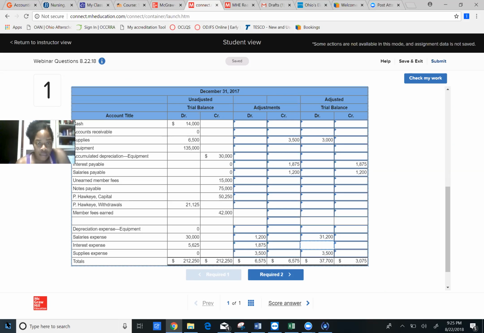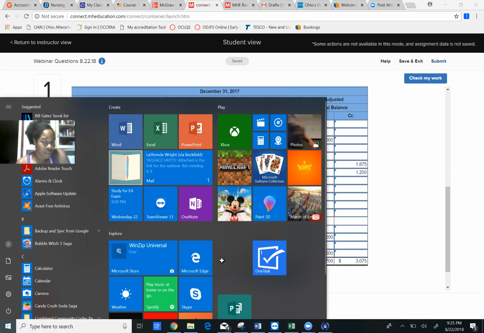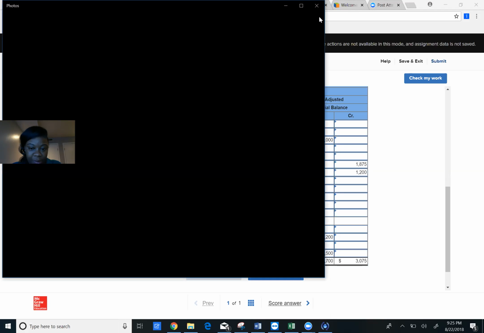It should be 56.25 minus 1875. It's not going to be minus, and the reason why it's not going to be minus is because they're both debits.